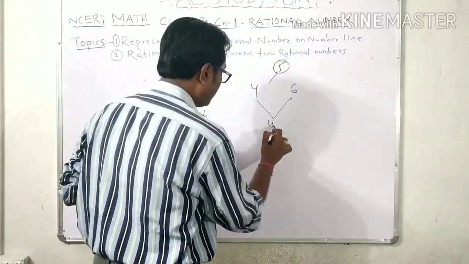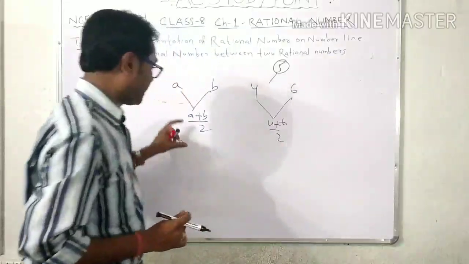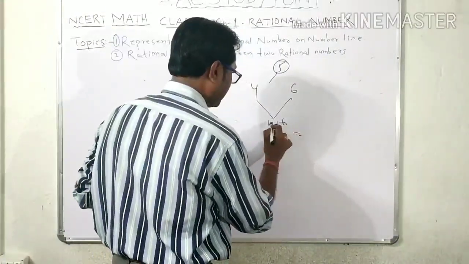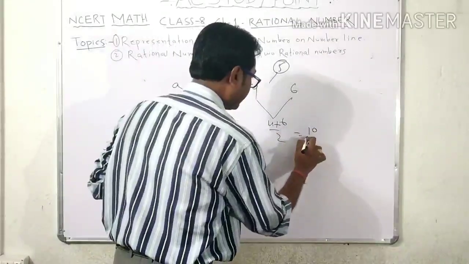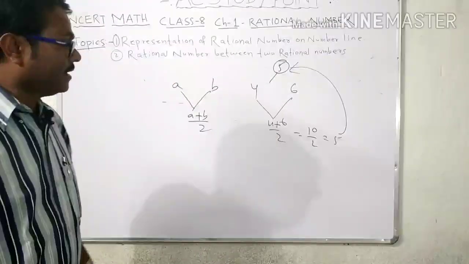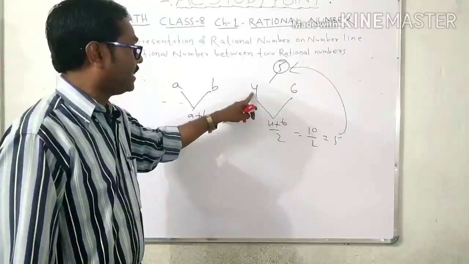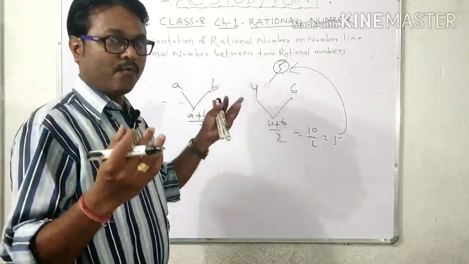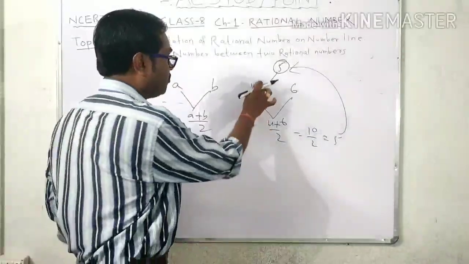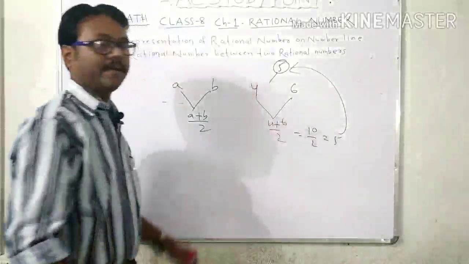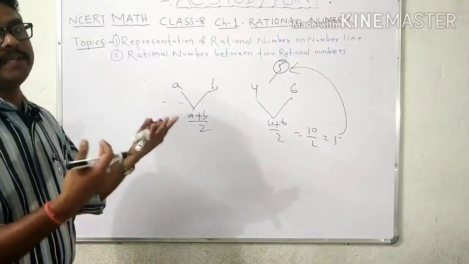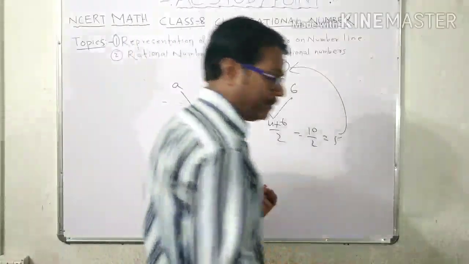(4 plus 6) by 2: 6 plus 4 is 10, and 10 by 2 is equal to 5. So this is nothing but 5. Between any two rational numbers, if you want to find one rational number, simply add the two rational numbers and divide by 2. Add the two rational numbers and divide by 2, and you will get a rational number in between.